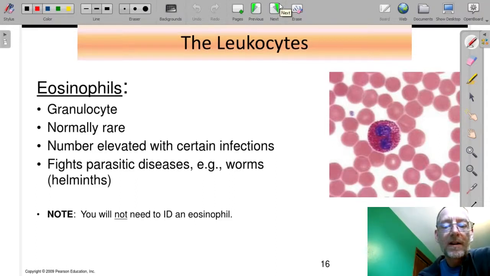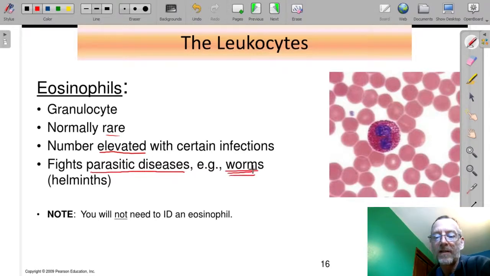Eosinophils are granular. They have little tiny grains in them that, if one stained properly, you can see under the microscope. That's not a big deal for this class. They're normally fairly rare, circulating, and as I mentioned before, their numbers can become elevated with fighting certain parasitic diseases such as worms. We don't see a lot of parasitic worm infections in this country, but in other countries that don't have as decent health care and clean water, parasitic worm infections are quite common.